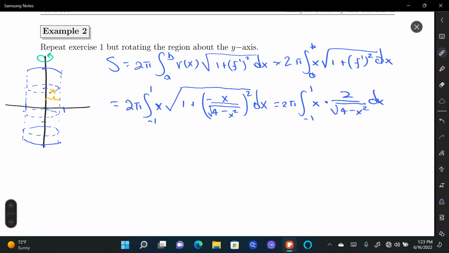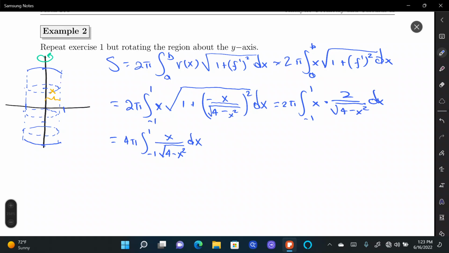dx. While cleaning this up a little bit, let me take that 2 outside of the integral to multiply with the 2 pi, and let me have that x on top of the radical in the numerator here. So that's a 4 pi integral from -1 to 1 of x over the square root of 4 minus x squared dx. All right.